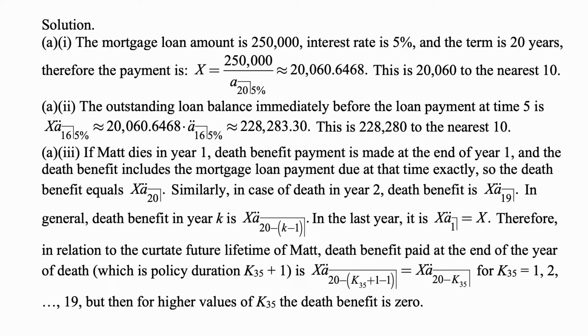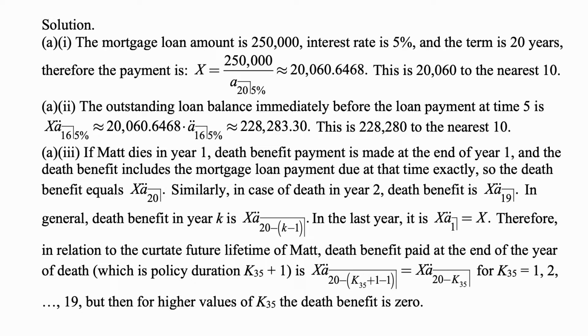Part A, Part 2, the outstanding loan balance immediately before the loan payment at time 5 is X a double dot angle 16 at 5%, because that's how many payments are remaining, and we include the payment that is about to arrive, so that's why it's an annuity due. And that's approximately 20,060.6468 times a double dot angle 16 at 5%, which is 228,283.30, and that's 228,280 to the nearest 10.